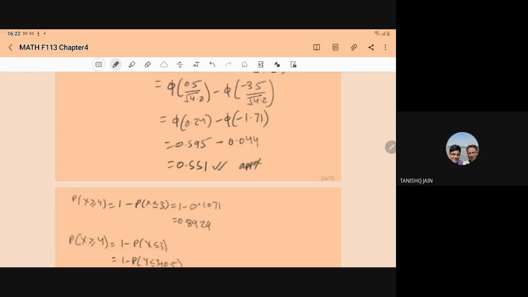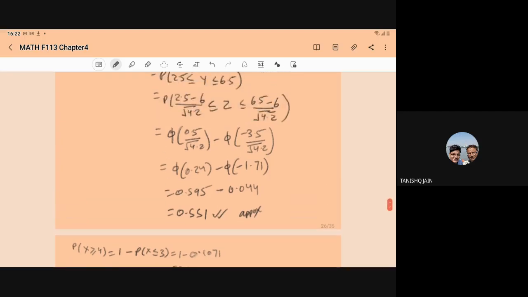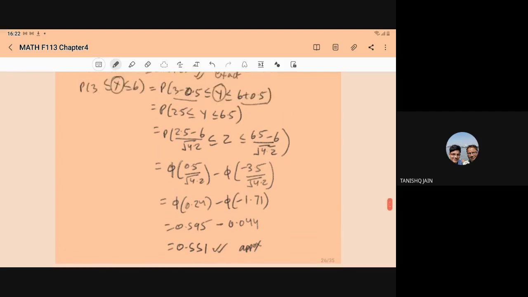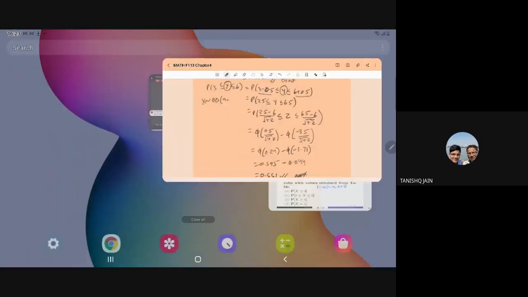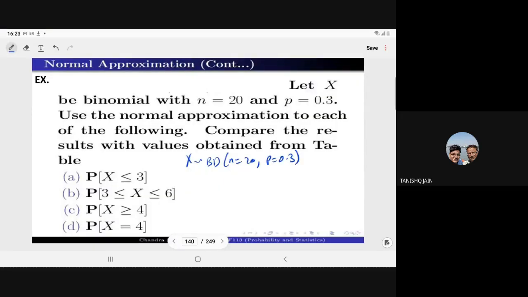Sir, X here signifies what? Number of successes? What is capital X? Capital X is the binomial variate with parameters n equal to 20 and p equal to 0.3. But then how can we subtract 0.5, which is a probability, from it?